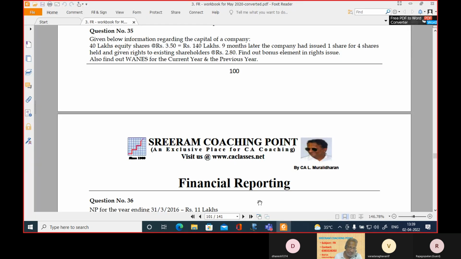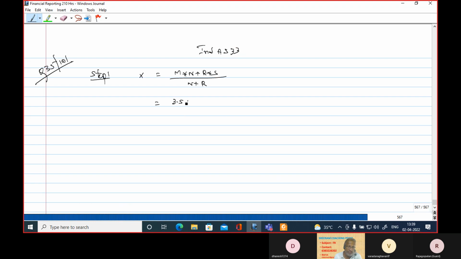And the market price per share is 3 rupees 40 paisa. 1 into 2.80 divided by 4 plus 1. 3.5 into 4 and 1 into 2.8. 16.80 divided by 5 is 3.36.